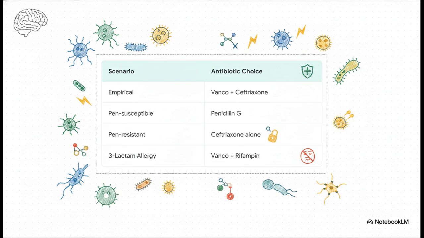If it turns out to be penicillin susceptible, great. You drop the vanco and just use penicillin G. If it's penicillin resistant, but still susceptible to cephalosporins, you stick with ceftriaxone alone. And what if your patient has a severe beta-lactam allergy? You swap strategies entirely and go with vancomycin plus rifampin. This framework is pure gold for your studying.